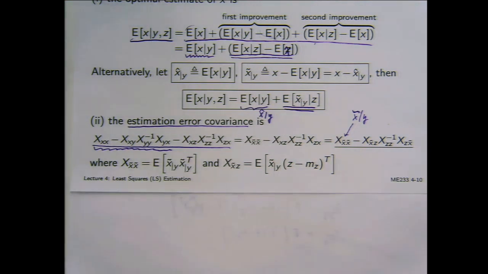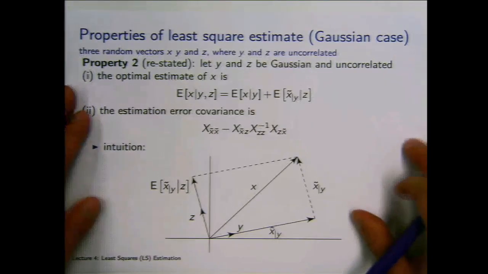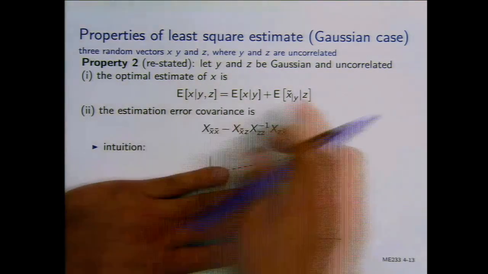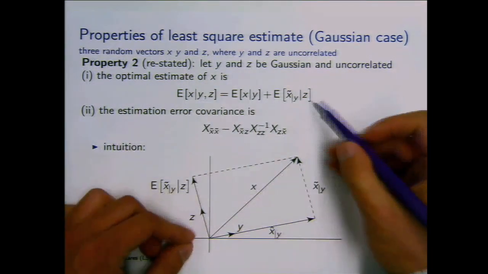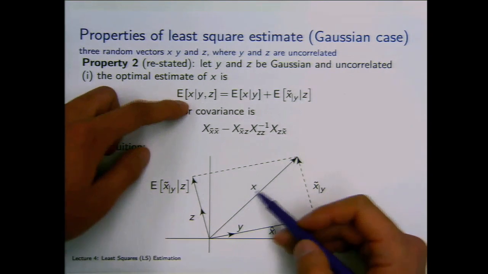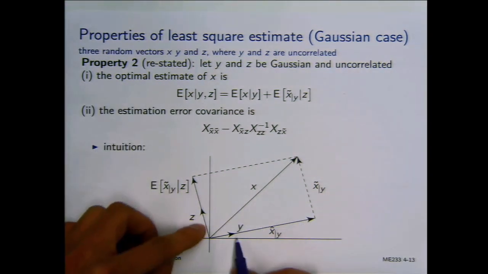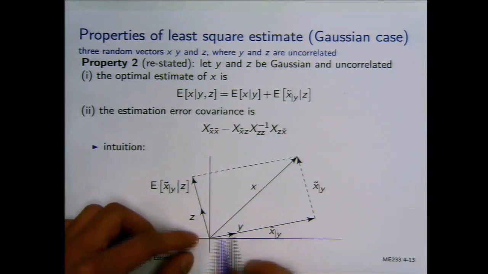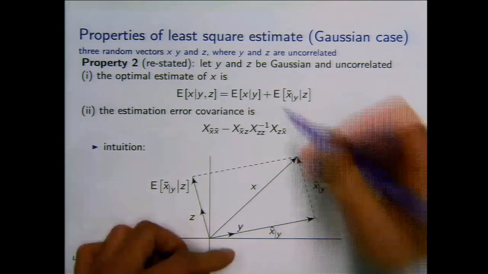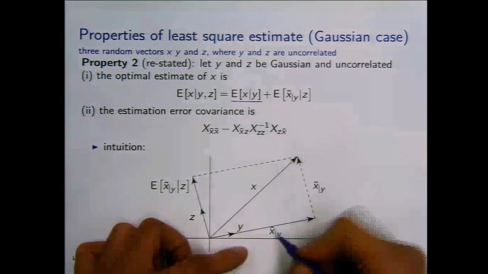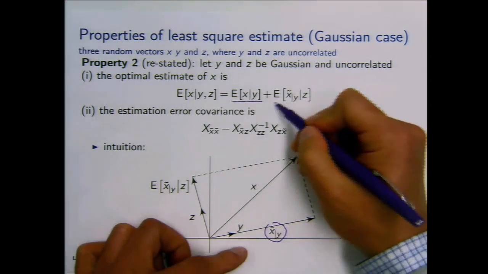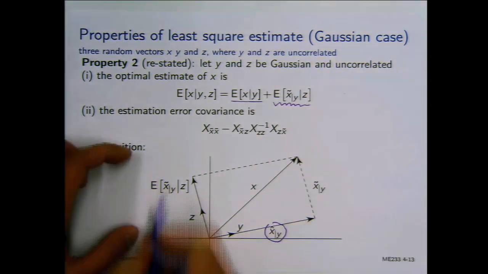The picture is here. I want you to understand the pictures, as it is more intuitive in this case. The two statements restated are like this. In the picture, you see the expectation, the best estimate of x given both y and z. In this case, y and z are uncorrelated, so they are orthogonal. Given both of them, it is the expectation of x given y, plus the second guy here.